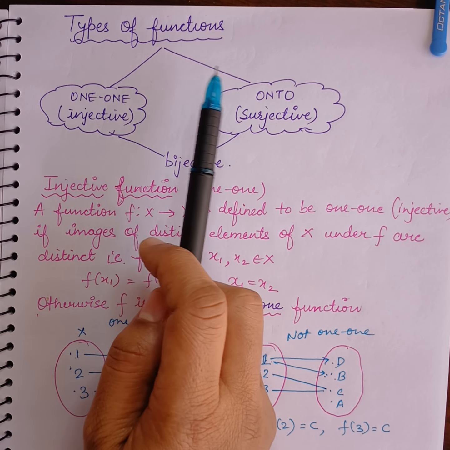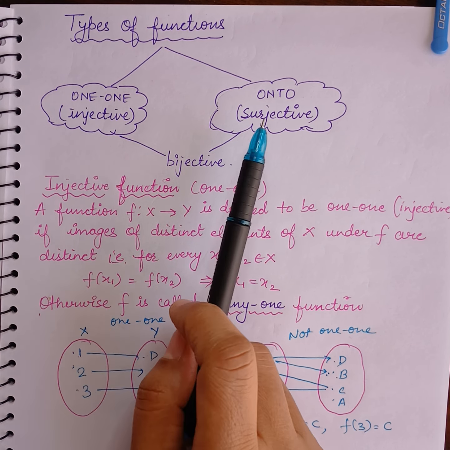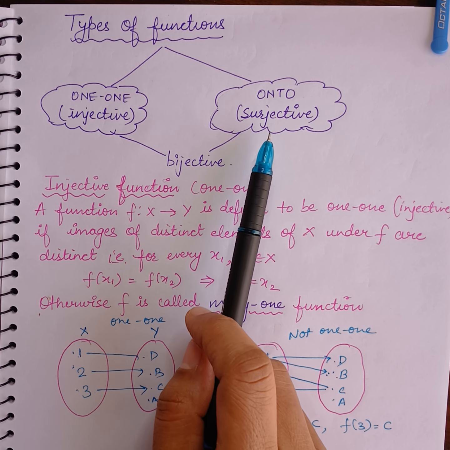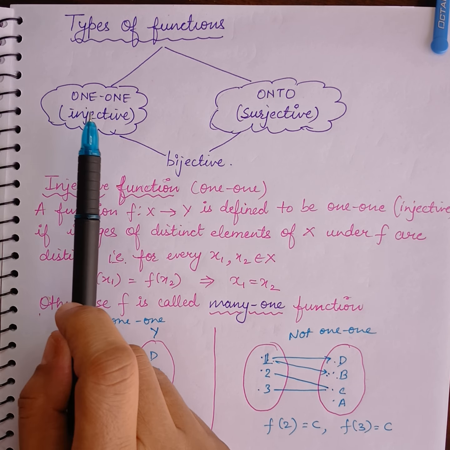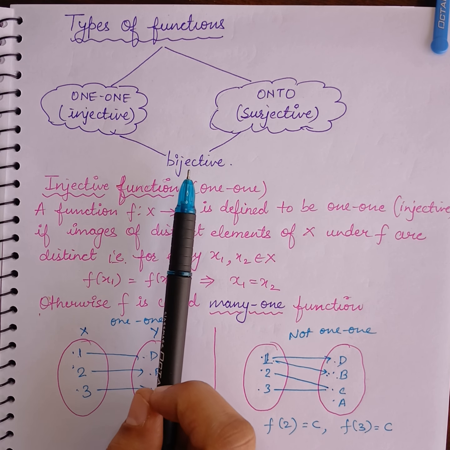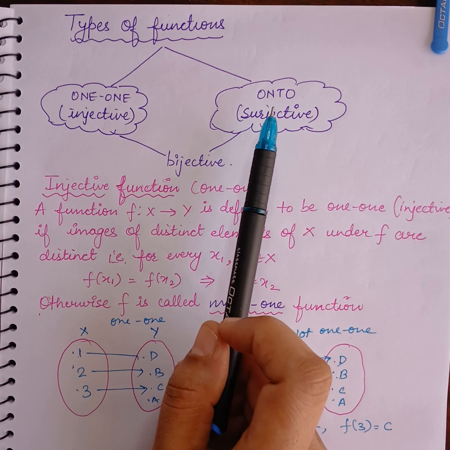Let us discuss types of functions today. There are two main types of function, 1-1 and onto. 1-1 is also known as injective, onto is also known as surjective, and if the function is both 1-1 and onto, it is called bijective. So, if I have to show that the function is bijective, I have to show that the function is 1-1 as well as onto.